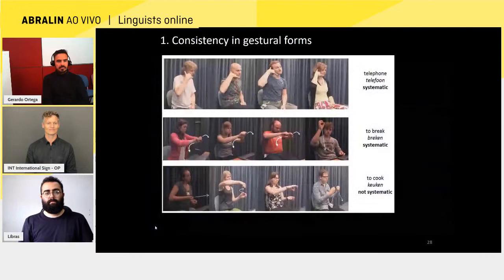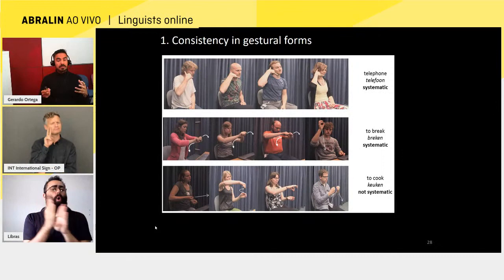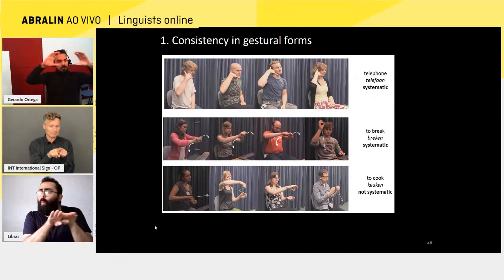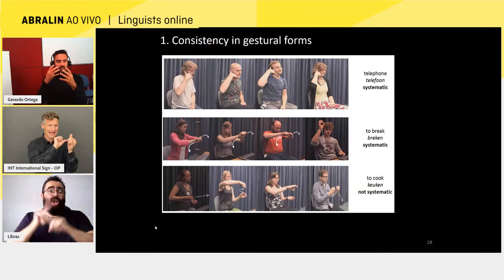Okay, so we asked our 20 participants to do this task. And one of the things that we found, surprisingly, is that for many, many concepts, participants were very consistent in the forms that they produced. So in the top row of this image, you can see that for the concept of telephone, participants produce the same gesture, with the same hand shape, the same location, and the same different features of the gesture.